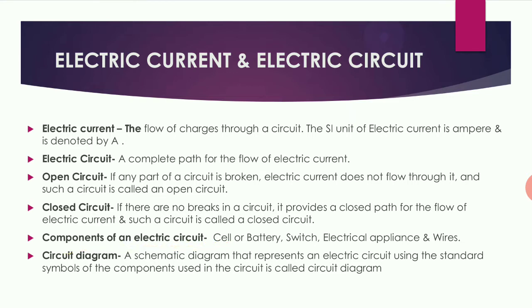Next, components of electric circuits. What are the components of electric circuits? The components of electric circuits are cell, battery, switch, electrical appliances, wires, etc. We know cell, battery is the combination of two or more cells. Switch, we know. Electrical appliances, you can take any electrical appliances like bulb, fan, TV, and wires. So these are the components of the electric circuit.